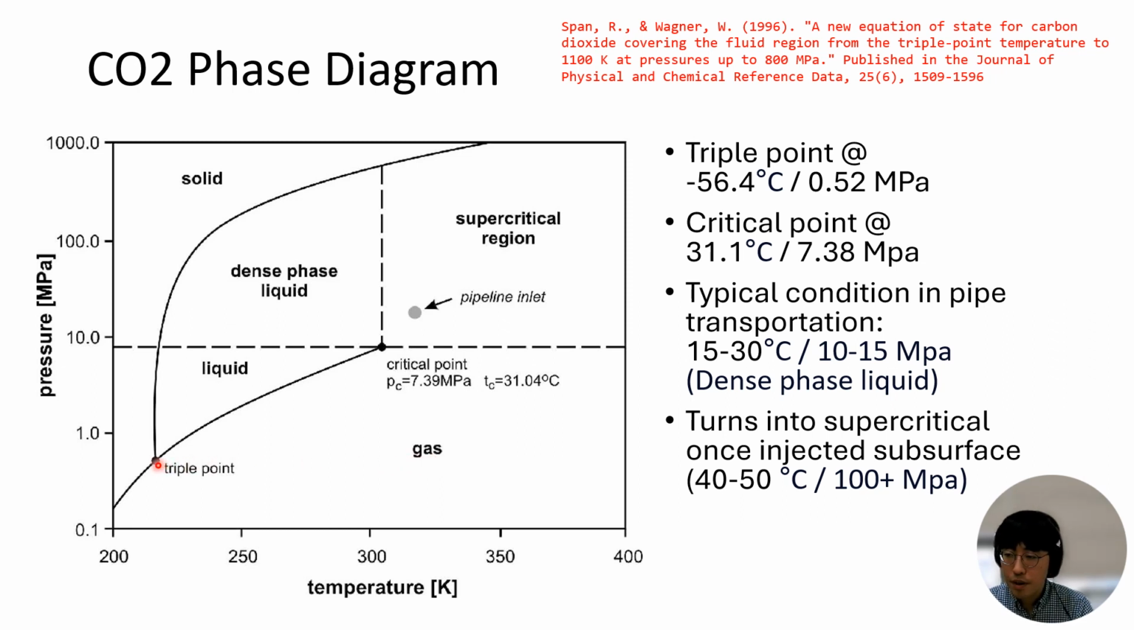The triple point is about minus 56.4 degrees Celsius, and its pressure is about 5 atmospheric pressure. And the critical point here has about 31.1 degrees Celsius, and its pressure is about 0.38 megapascal.